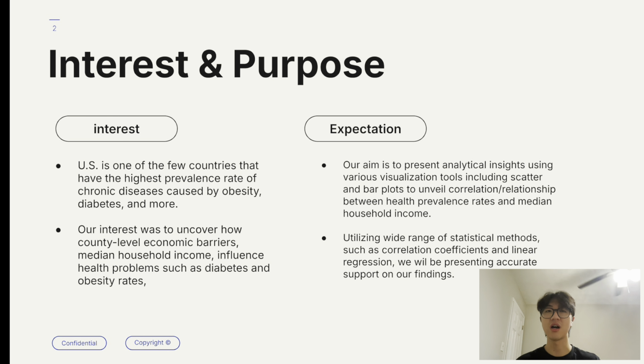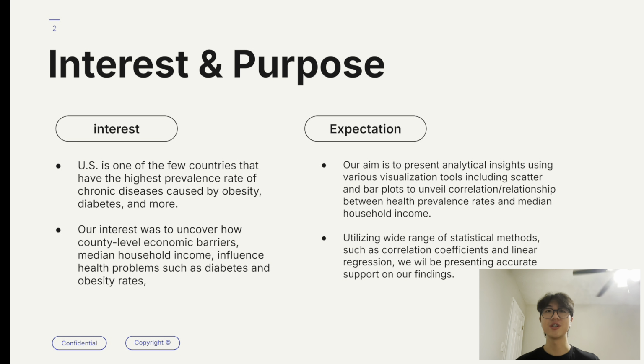We chose this topic because the United States continues to have one of the highest rates of chronic diseases, including obesity and diabetes. While many factors contribute to these health issues, we were particularly interested in understanding how economic conditions may influence health outcomes at the county level. Our main research question was whether counties with higher median household incomes would tend to have better overall health outcomes than the counties with lower household incomes.